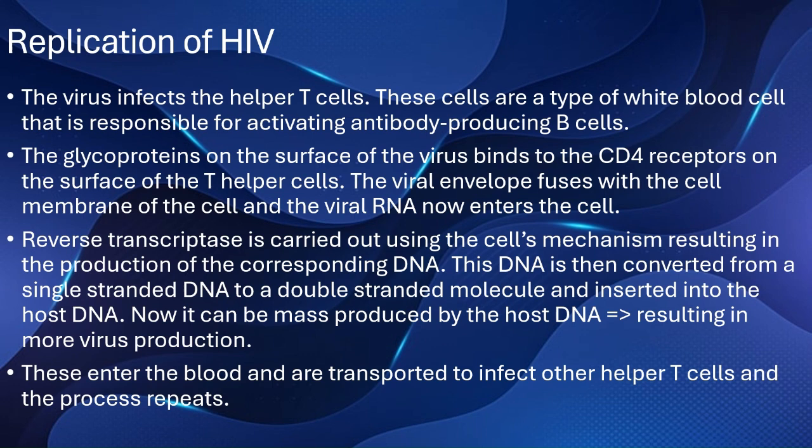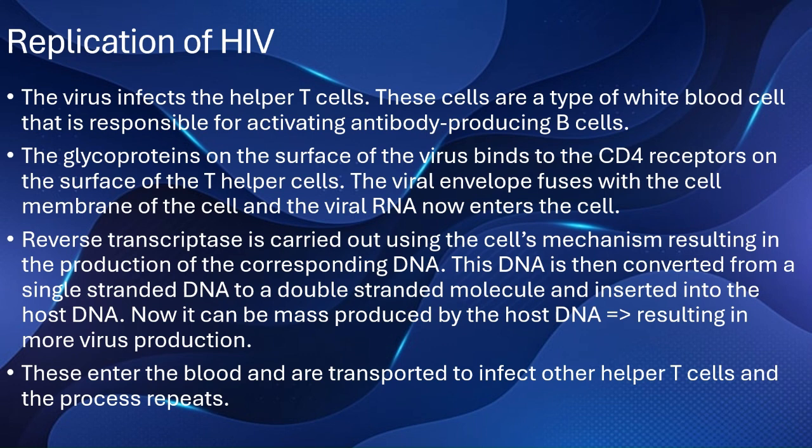The glycoproteins on the surface of the virus bind to the CD4 receptors on the surface of the T helper cells. The viral envelope fuses with the cell membrane of the cell, and the viral RNA now enters the cell. So reverse transcriptase is carried out using the cell's mechanism, resulting in the production of the corresponding DNA. This DNA is then converted from a single-stranded DNA to a double-stranded molecule and is inserted into the host DNA.